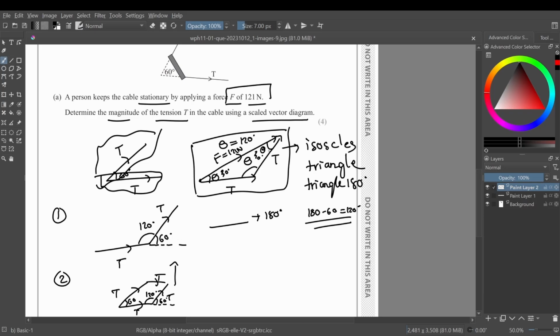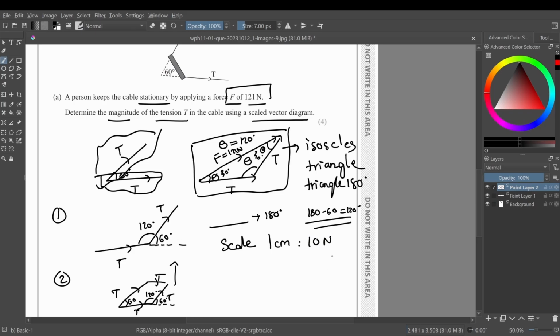Okay, so now to draw a scale vector diagram, you need to have a scale first. So the scale will be, let's say, 1 centimeter to 10 newtons, right?